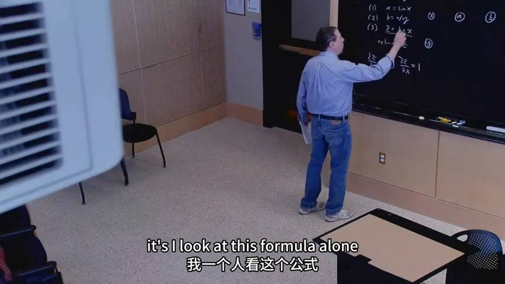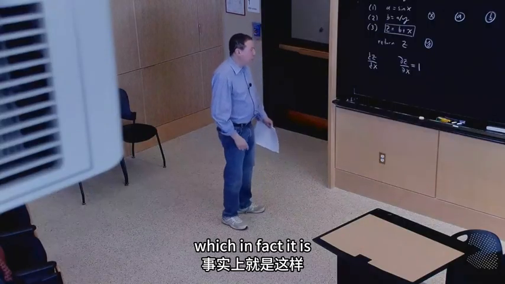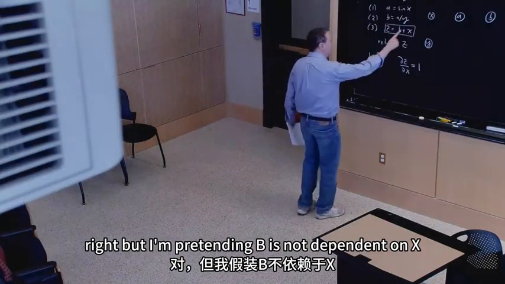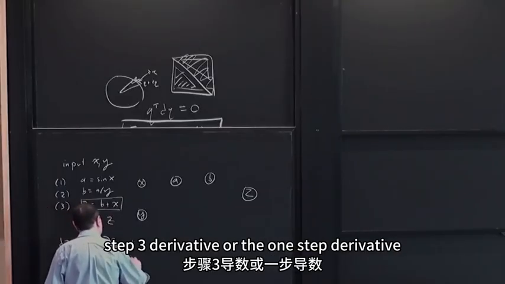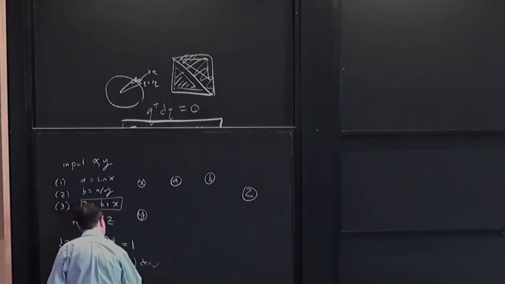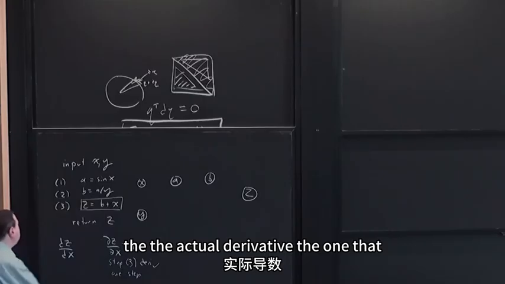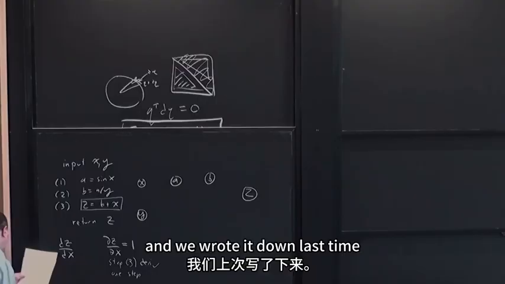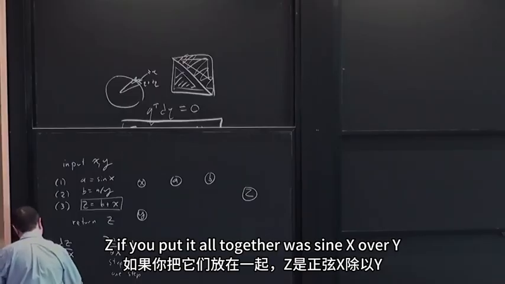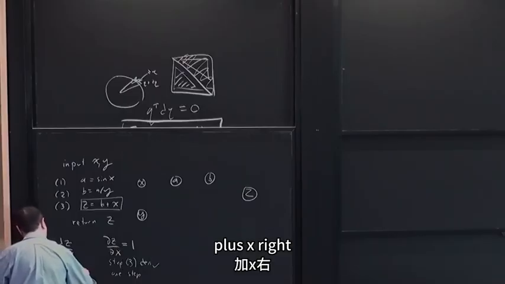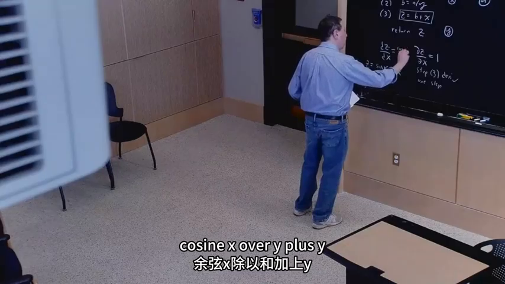I look at this formula alone, and I don't want to think of b as being dependent on x, which in fact it is, right? But I'm pretending b is not dependent on x. And I'm just looking at what I would call the step 3 derivative, or the one-step derivative, as opposed to the actual derivative, the one that puts it all together. And we wrote it down last time. What did I say it was? That z, if you put it all together, was sine x over y plus x, right? And so the thing that we actually want to calculate is cosine x over y plus 1.